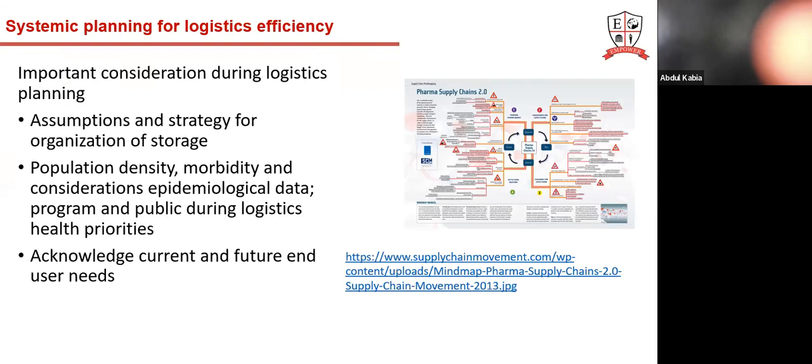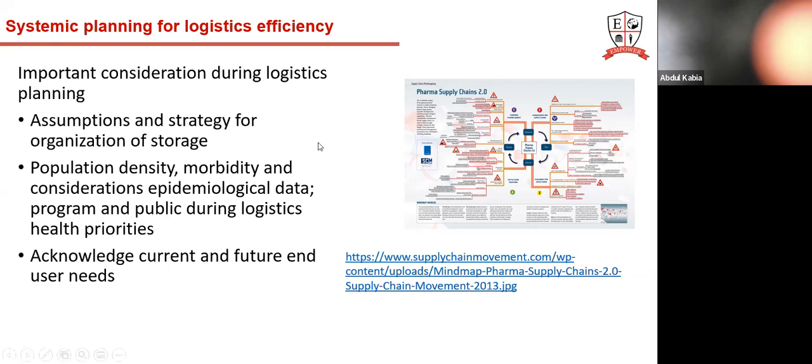Systemic planning for logistics. It's an important consideration during logistics planning. There are critical assumptions and strategy for organizing storage. You have to look at the population density, the mobility, and consideration of epidemiological data, the program and public health priorities. What is the health priority, what is the population density, what are the current challenges here. So there are the assumptions, and the strategy should be based on this thinking.